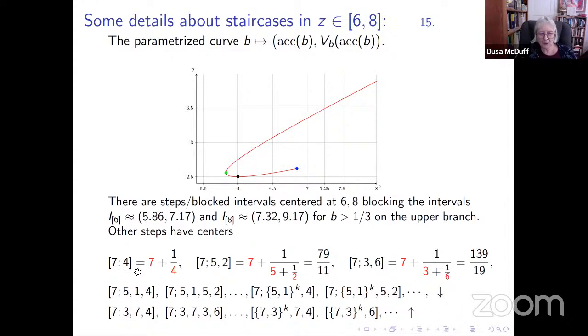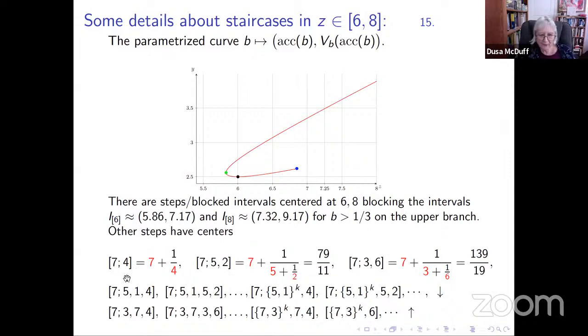And then we have, at 7, 4. So this is 7 plus a quarter, right? Because we use continued fractions here. So that's 29 over 4. And then at 7, 5, 2. So that's 79 over 11. And 7, 3, 6, so 39 over 19. Those are three other blocking classes. This one lives in the middle here, and then this one is smaller. 7, 5, 2 is smaller than 7, 1, 4, and 7, 3, 6 is bigger than 7, 4.